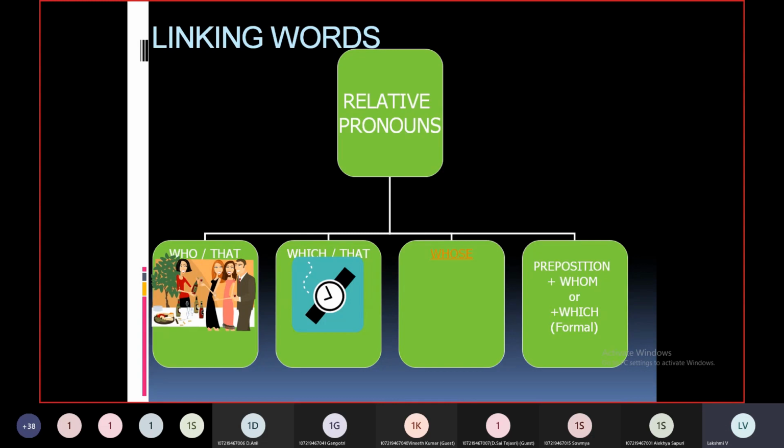Whenever we want to talk about a person, if that person is used as the subject of the verb, then we use who.